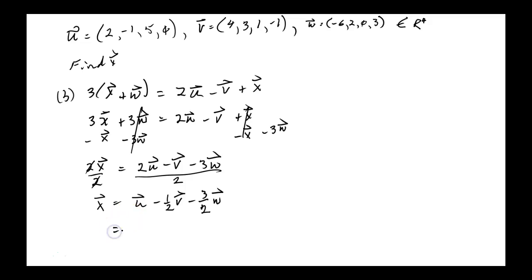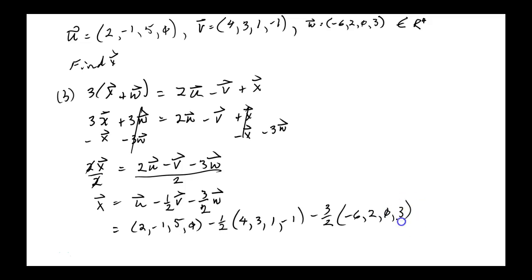So now plug and chug. Now we plug. We've already chugged. So our u is 2, -1, 5, 0, minus 1/2 of, the v is 4, 3, 1, minus 1, minus 3/2 of -6, 2, 0, 3. Okay? Let's leave this one alone for now.